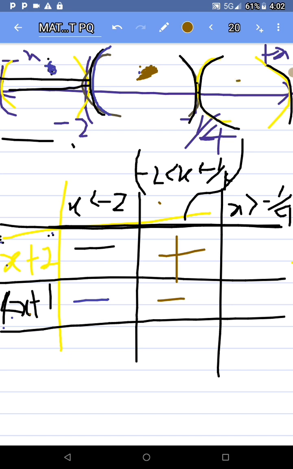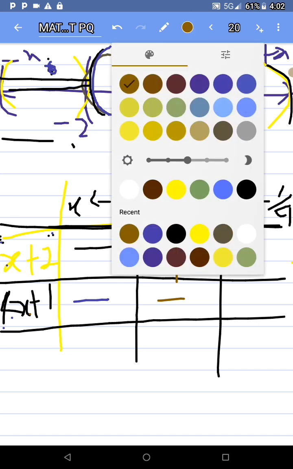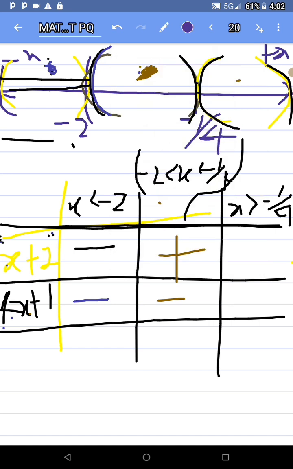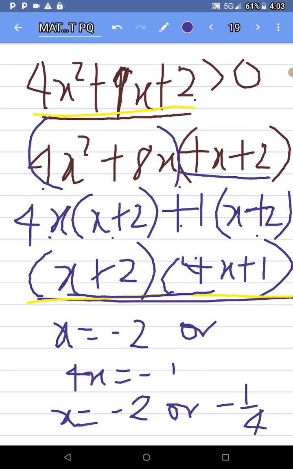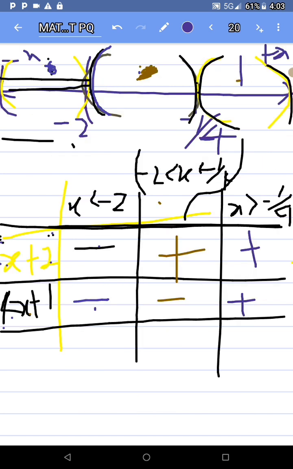The next one, let's go to this region. Numbers that are greater than minus 1 over 4. Let's say pick 1 here, you can pick 0. Well, 1 plus 2, 3. That's positive. 4 times 1, 4 plus 1, 5. That's positive. Now let's take the product, because right from this place we have the product of these two still equal to this. So let's take the product of the two. Now this times this: minus times minus, plus; plus times minus, minus; plus times plus, plus.